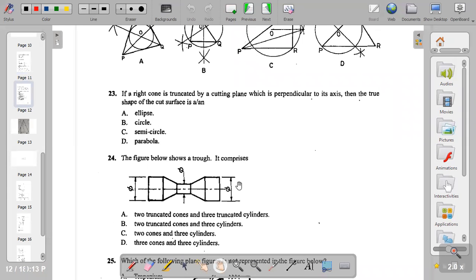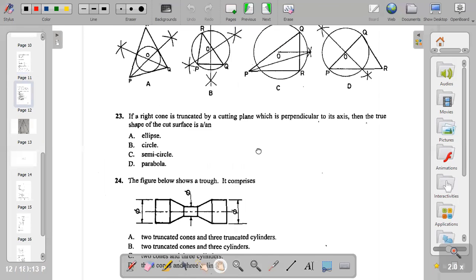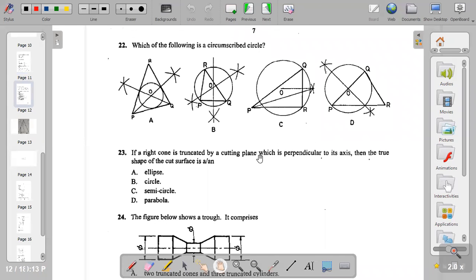Question 22. Which of the following is a circumscribed circle? Now, when you look at option A, it is an inscribed circle, while option B is circumscribed. Option C is not fully circumscribed because the circle is meant to pass through the 3 points of the triangle, 1, 2, and 3. So the correct answer to question 22 is option B.